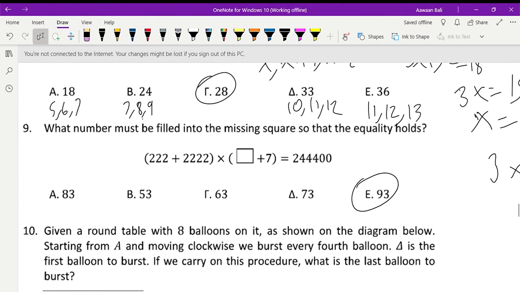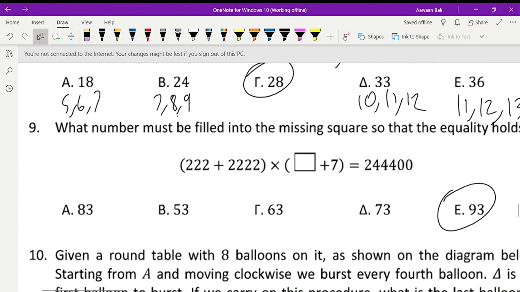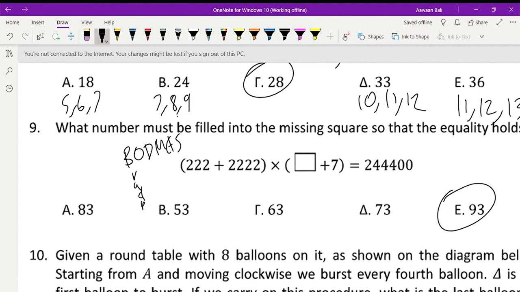Now, question number 9. What number must be filled into the missing square so that the equality holds? What you should do is, since BODMAS, the first letter is B, and B stands for brackets, you should solve the brackets first. Or you could say BIDMAS, either way. So 2,222 plus 222 is 2,444.